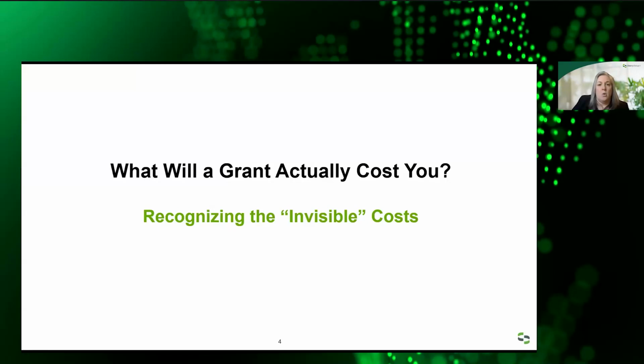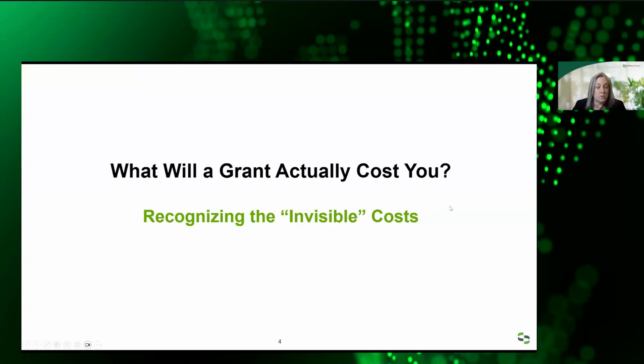So let's talk about what a grant actually costs you. How do you recognize those invisible costs that you will probably incur because you're going to get a grant? So what actually is an invisible cost? An invisible cost can also be called an embedded cost or a hidden cost. These are costs associated with your grant that you may or may not have expected. It's a cost that's necessary for your grant compliance and regulations, and a cost that you really are going to have to incur to sustain your grant funding.